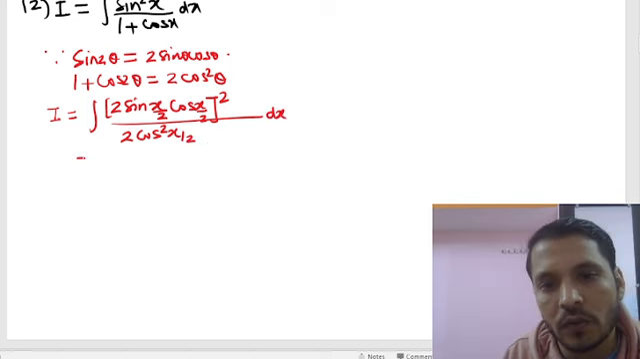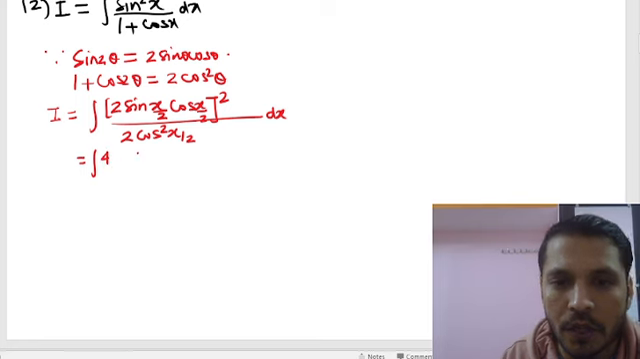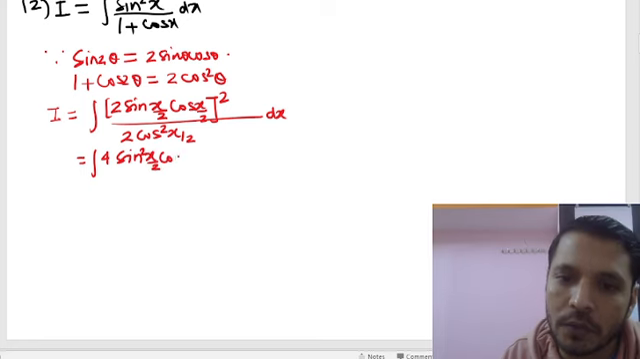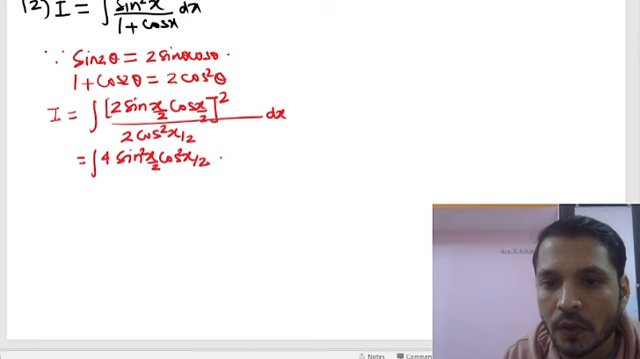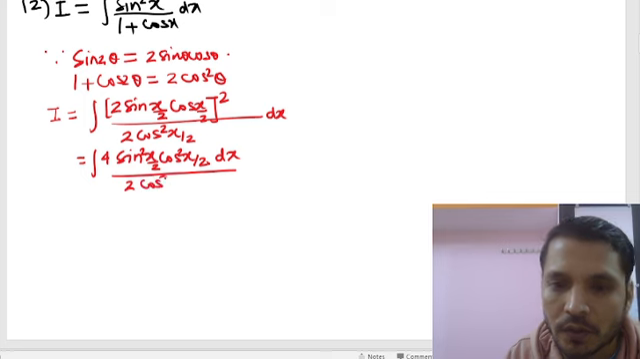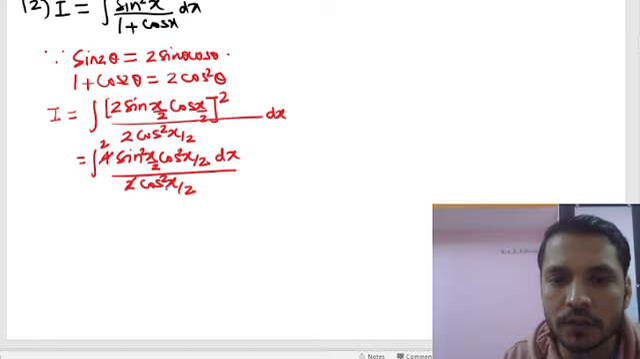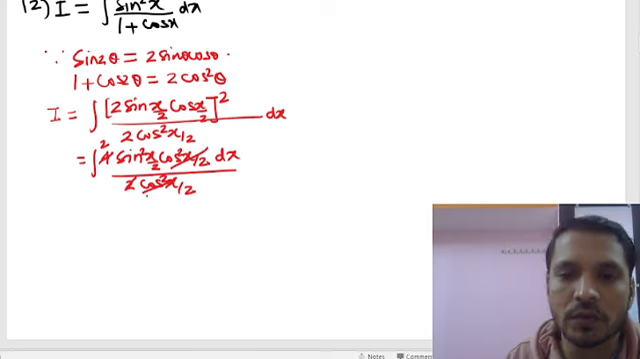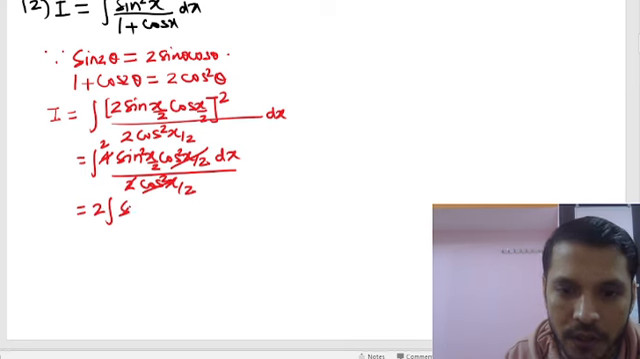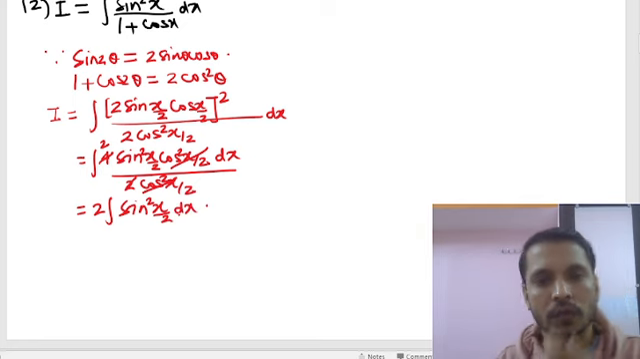Now just open that bracket in the numerator, so it will become 4 sin square x/2 cos square x/2 into dx, and this is divided by 2 cos square x/2. First of all, this 2 and 4 will get cancelled out, leaving 2. This cos square and cos square also get cancelled out. So we have just 2 as a constant outside, and we can write sin square x/2 into dx.